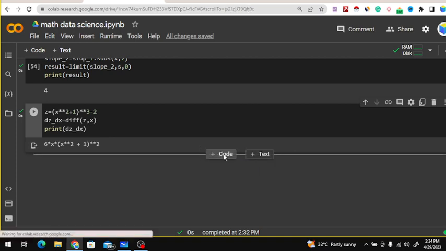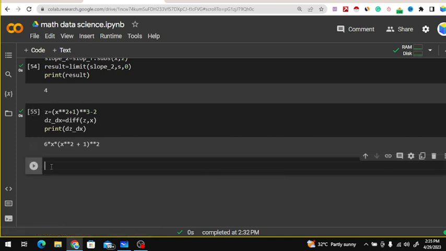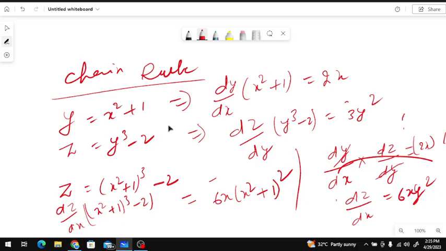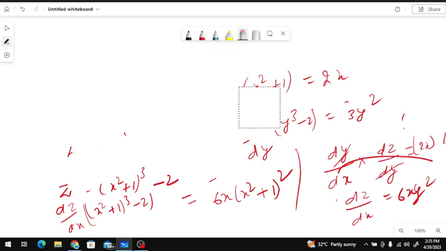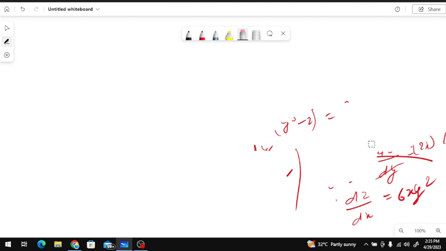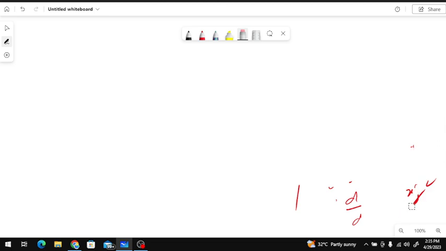So let's write the integrations. First we need to erase all these values here. Okay, I am going to discuss integrals.